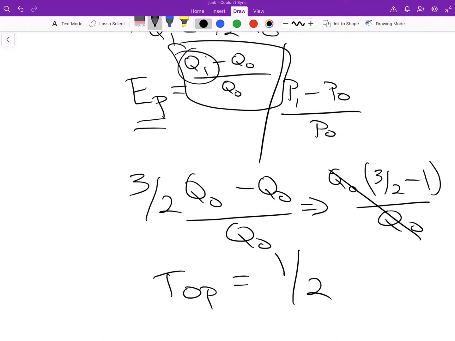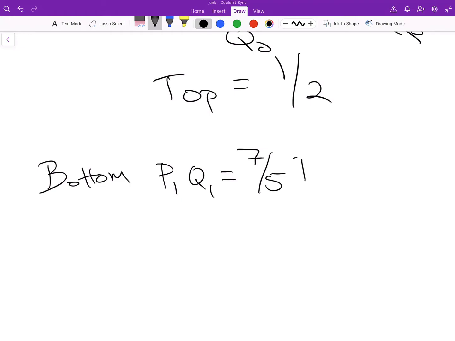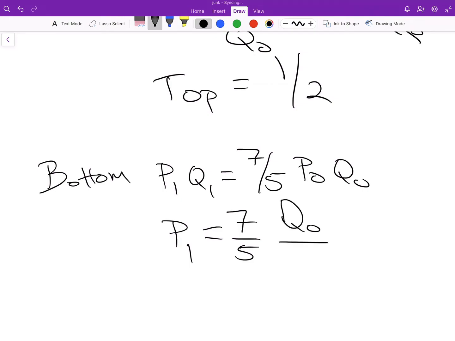Now we need to solve for the bottom, this part here. That's going to be a little trickier. So let's figure out how to do that. So bottom, and we're given that, we'll call P1 Q1 is equal to 7/5 P0 Q0. We want to isolate P1 and P0 so we can use the trick from before. So P1 is equal to 7/5 Q0 over Q1 all times P0.